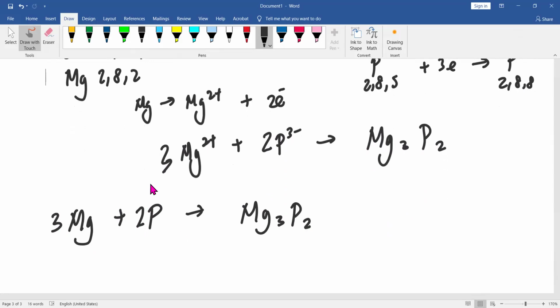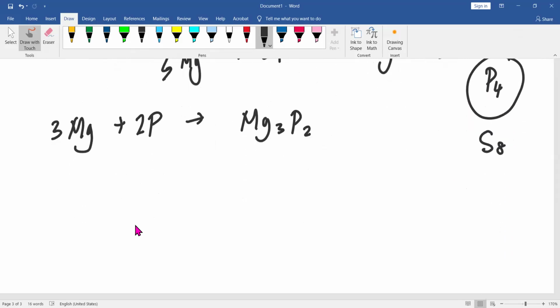Now sometimes they will write phosphorus as P4 because in reality, a molecule of phosphorus exists as P4. But if they don't write it for you, you can just ignore. You can usually just use P. It's the same as sulfur. Sulfur actually exists as S8, but they usually don't write it for exams.